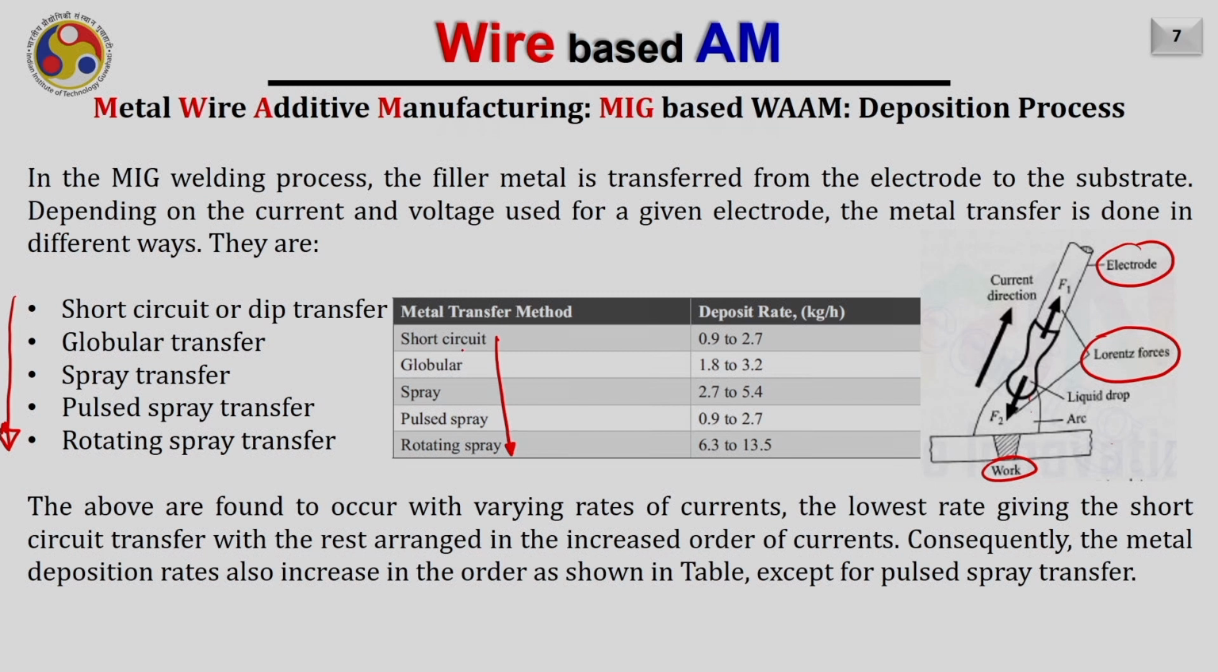So when I talk about the short circuit, the deposition rate is approximately 0.9 to 2.7 kg per hour. And if we go beyond, you can see the deposition rate keeps increasing, except in the case of the pulse, because in the pulse something different happens that I'll explain. But as you can see, up to the rotating spray, the deposition rate keeps on increasing. Also, the current varies from top to bottom, and it is highest at the bottom. It is lowest for the short circuit.